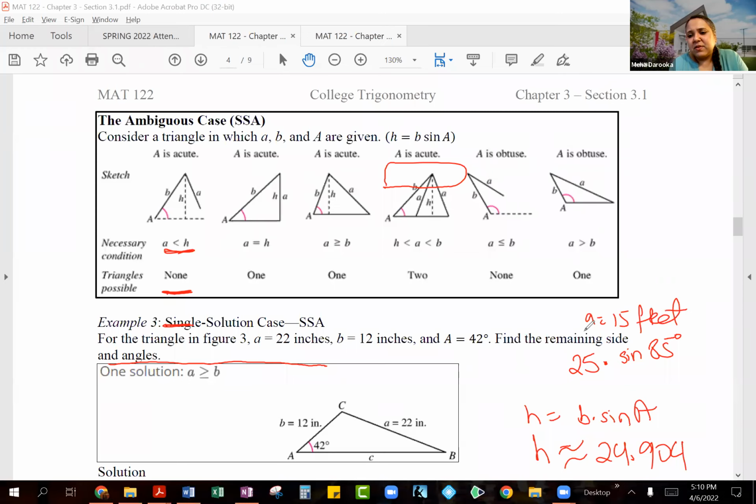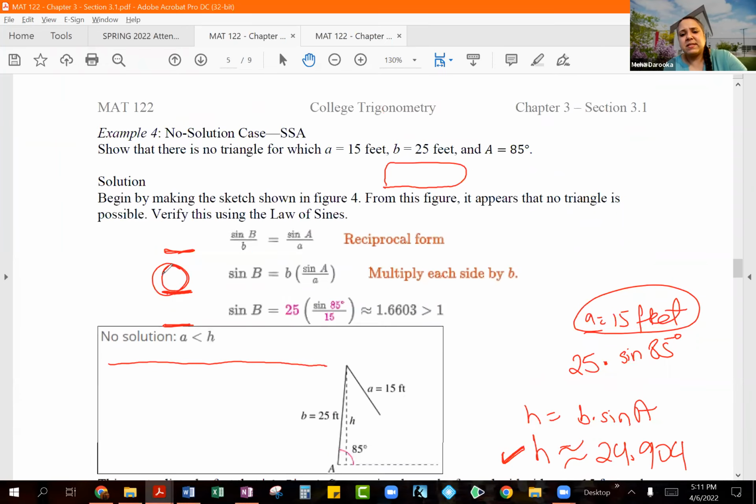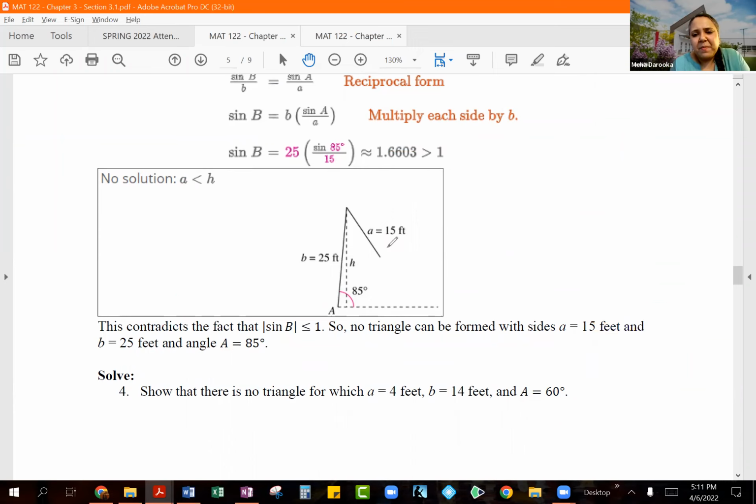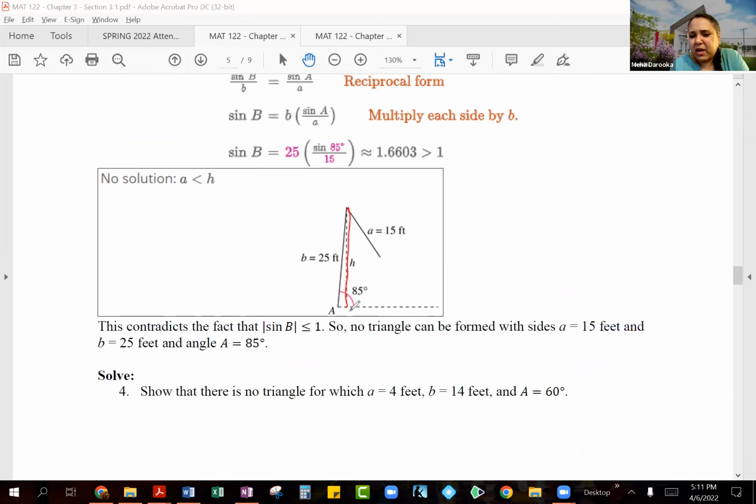And they're telling you if A is going to be smaller than your H, and our A value was 15 feet, you are not going to have a triangle, because think about this in terms of geometric sense. Let's clear all of this out here. We are basically saying this height here, going from the tip of the triangle to the base of the triangle, has to be 24.9, so just shy of 25 feet. So if this is where the triangle is headed, 15 feet is not enough to make it to the base of the triangle, right? That distance is way too short to reach all the way down.